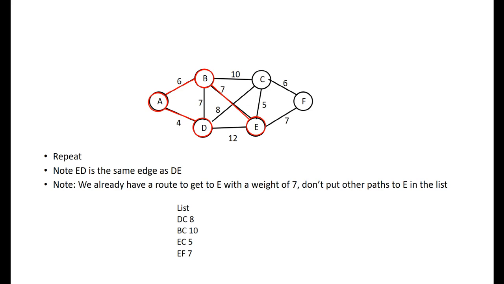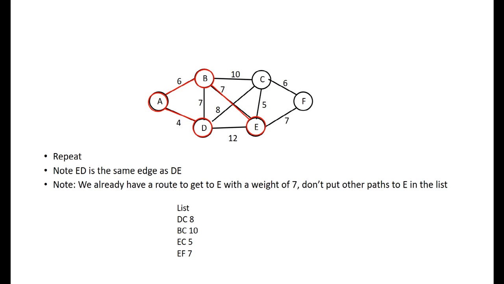We had D to C left over, and we can still consider that. We had B to C left over. We can still consider that. But now, because we're in E, we can add the possibility of E to C for 5 or E to F for 7. So this is the list we have to work with. So you're getting the pattern of this thing down.